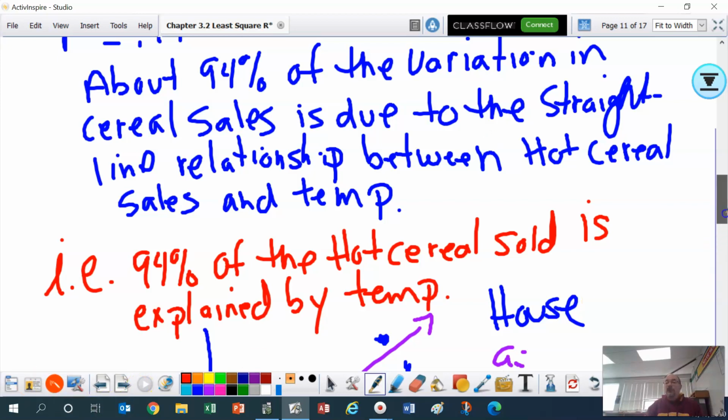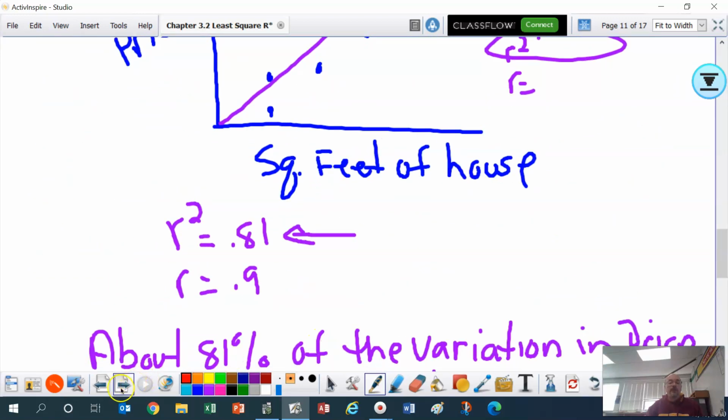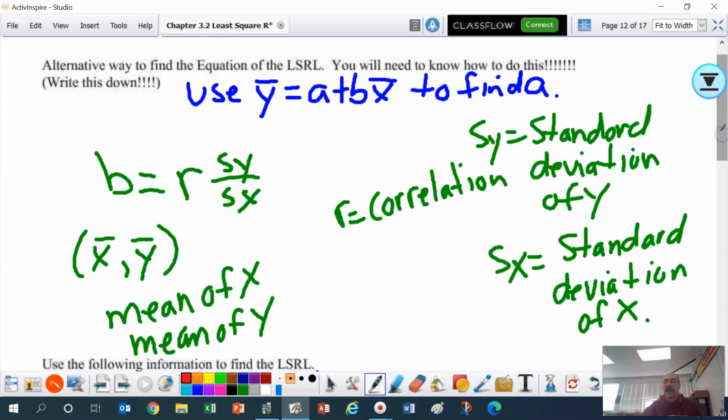All right, again, pause, rewind if you need to, ladies and gentlemen. I'm going to keep right on rolling here. Now, there's an alternative way to find the equation for the least squares regression line. And yes, you need to know this. I haven't gone over the formula sheet with you yet, and I will be doing that soon, probably in the next chapter or the chapter after that. So there's a few things on the formula sheet you definitely need to know. And this is on that formula sheet.